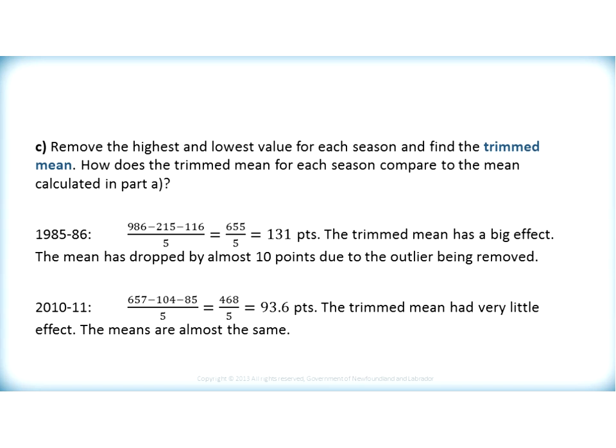So that means the trimmed mean had very little effect. The means are almost the same. They're off by 0.2 points. The reason is because there were no outliers in this set of data. All the data points were roughly a couple of points apart from each other. So no numbers really stood out either in a greater fashion or a lesser fashion.